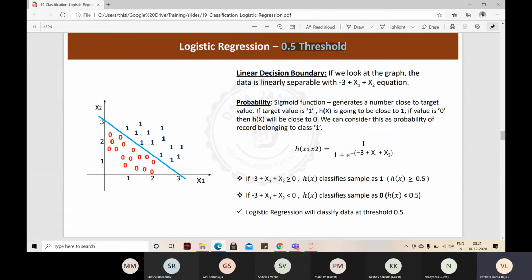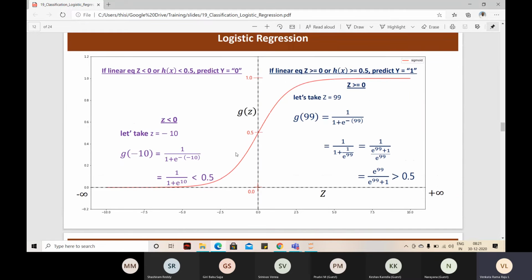0.5 is the default threshold. When I say 0.5 is the default threshold, the algorithm will look at all the sigmoid function outcomes which are less than 0.5 and say it is a 0 record. The prediction is going to be 0. For all the records which are greater than or equal to 0.5, it says the record belongs to 1. Okay, 0.5 is the threshold.